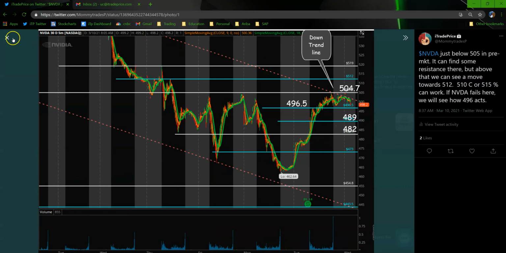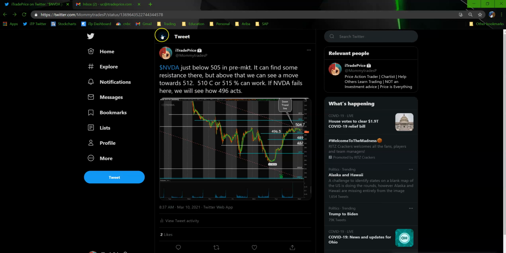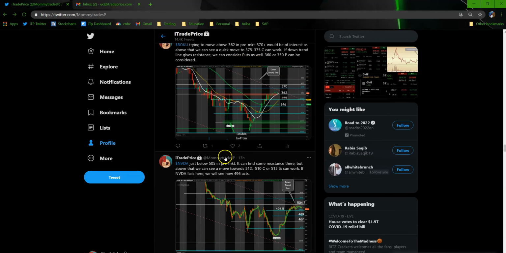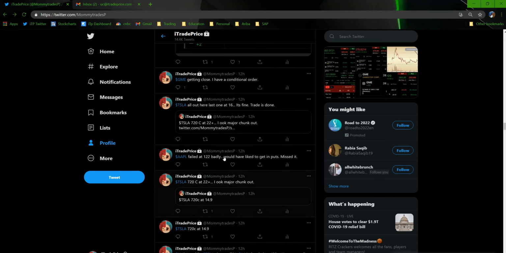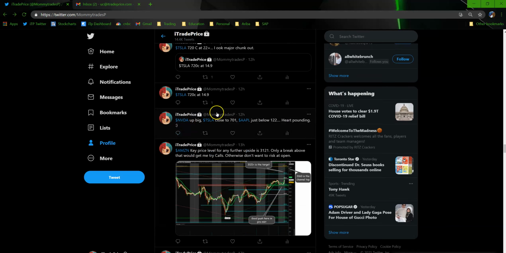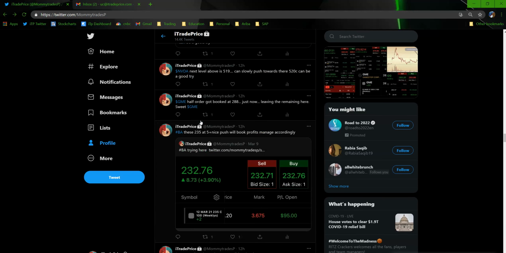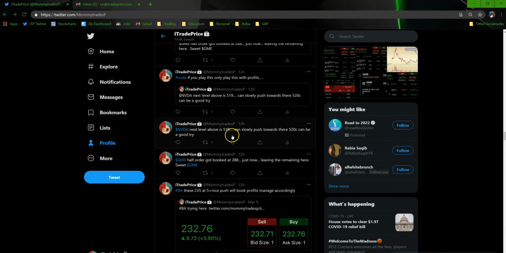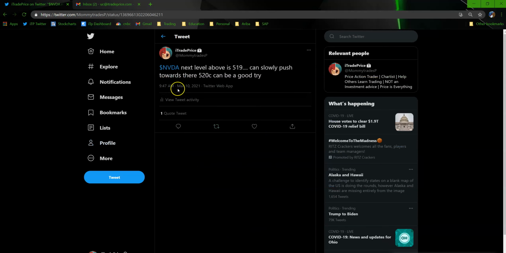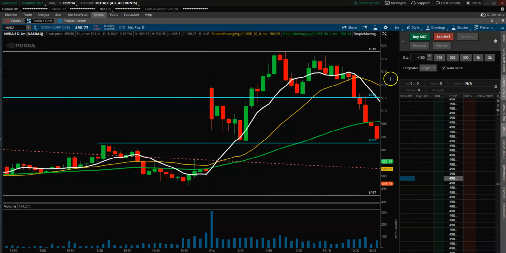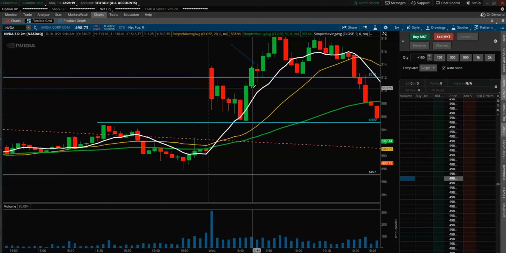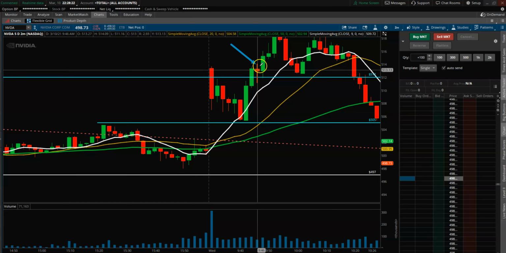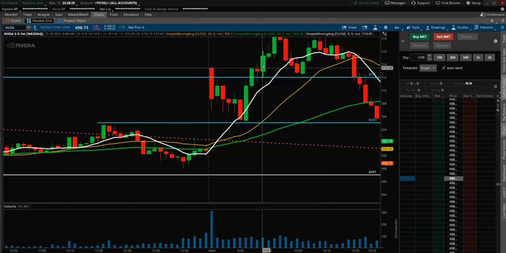So if I go back into the tweet, we entered right around 9:46. I think we tweeted out that Nvidia is above 512 and can move towards 519. Just before market open, Nvidia, big, that's fine. Let's get into Nvidia. Next level above is 519, can slowly push towards that. 520C can work. So 9:47. Let's see exactly where it was at 9:47. So this is 9:46 and 9:44, 9:46, so somewhere right around here, just above the 513 level.